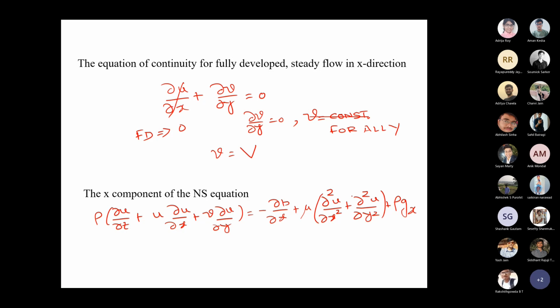This is the Navier-Stokes equation. Of course, this part is going to be 0 since it's steady state. Second term of the left-hand side: 0, since it's a fully developed flow. And the third term: not 0, because u definitely is a function of y.